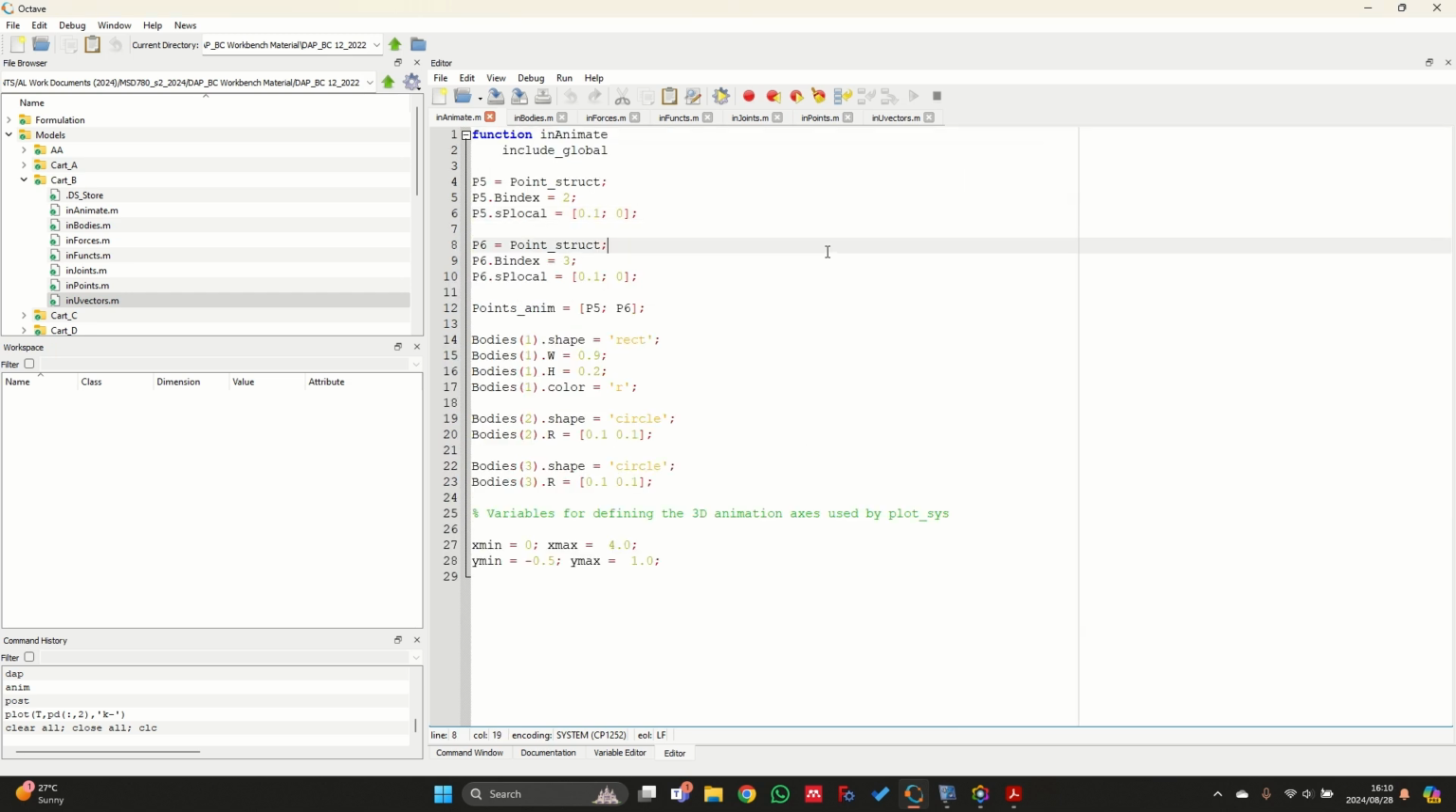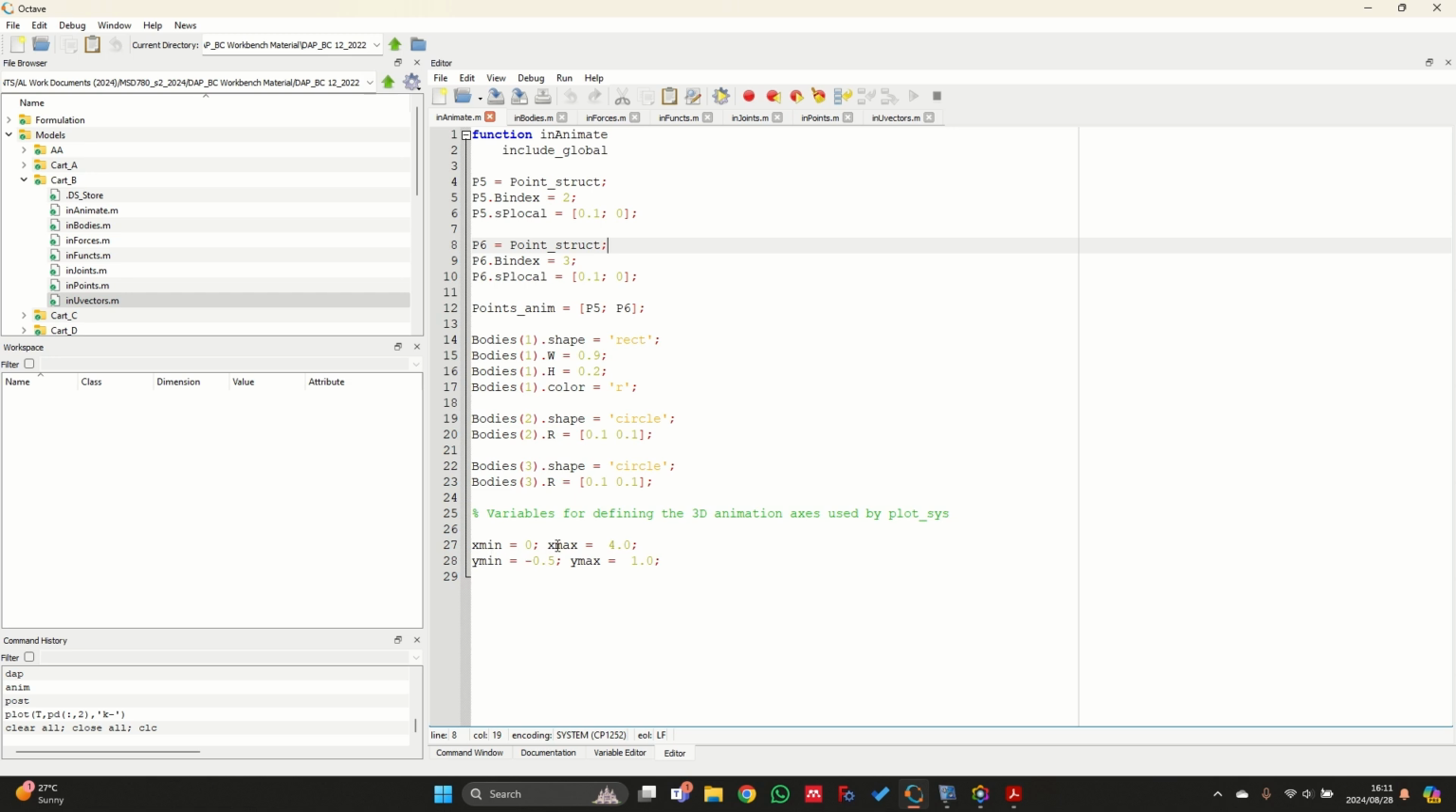Okay, so considering in animate, this more or less remained the same as what we had for card A. So we still have 2 points, points 5 and 6, that we want to use just for animation purposes to see how these wheels are turning. Then we also have a rectangular shape that we assign to body 1, so the main body of the system, and then 2 circular bodies to denote the 2 wheels as well.